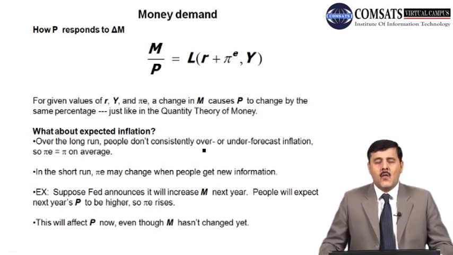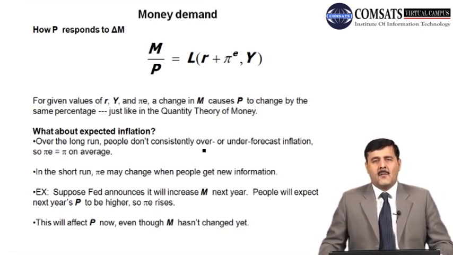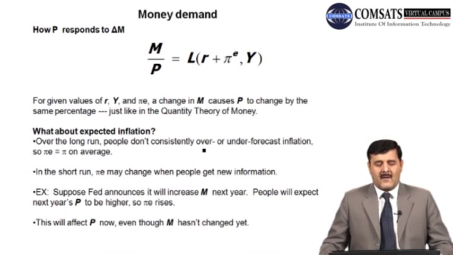For any given value of R, Y and pi E, a change in M causes P to change by the same percentage, just like the quantity theory of money. तो यहाँ पर भी जैसा कि हमने discussed in the quantity theory of money, whenever there is a change in money supply in the economy, that will bring a change in the price level in the economy. Similarly, whenever there is a change in M, P will change by the same percentage, as we have seen in the QTM, or the quantity theory of money.